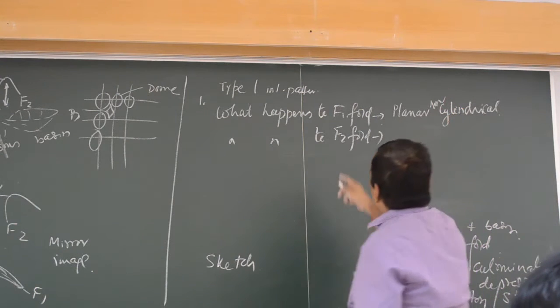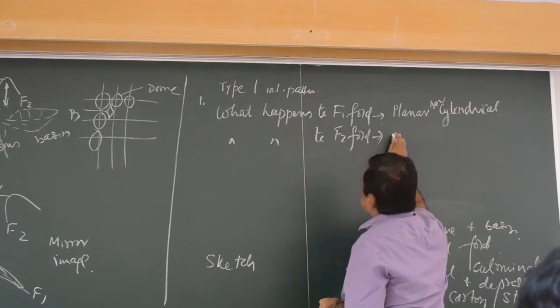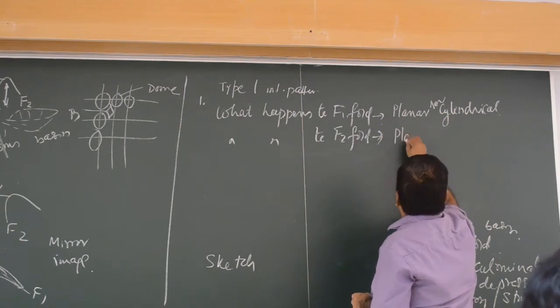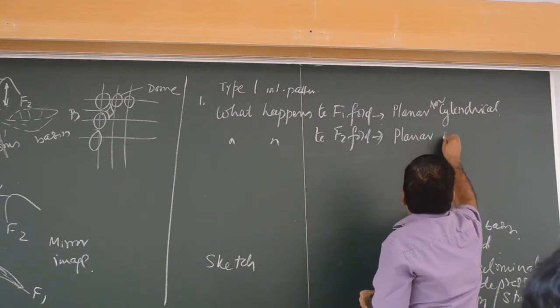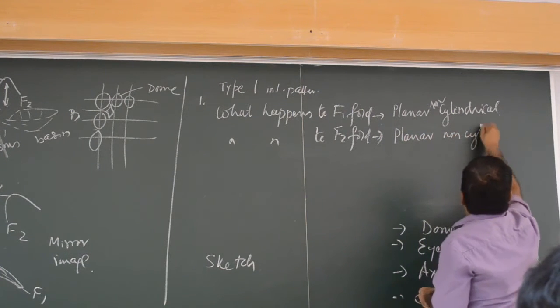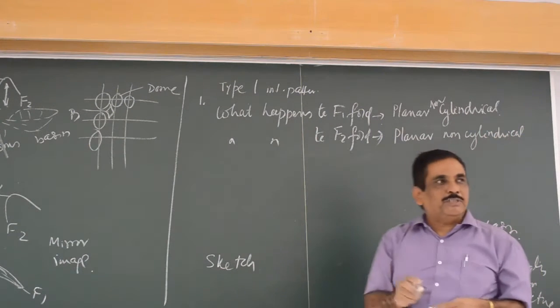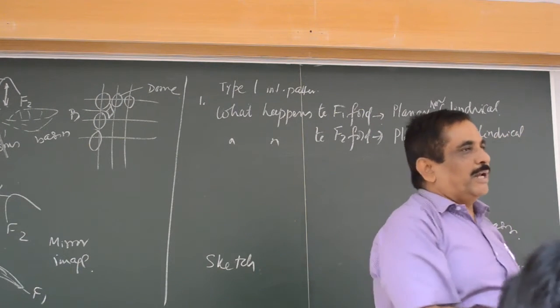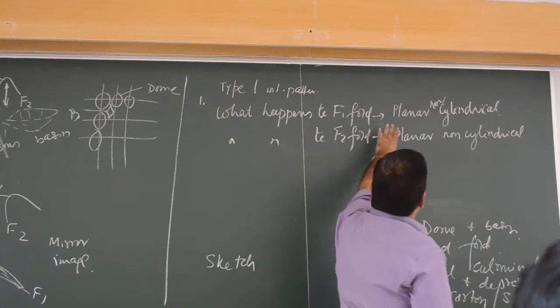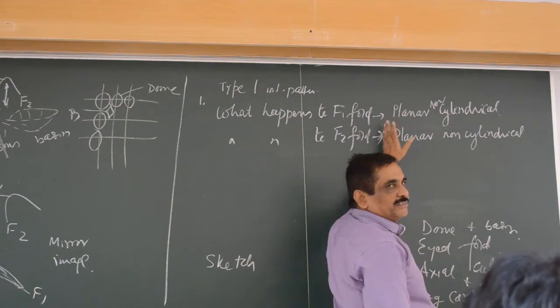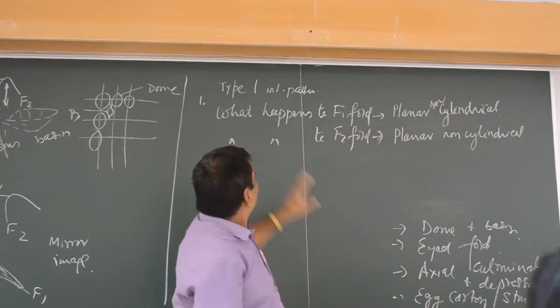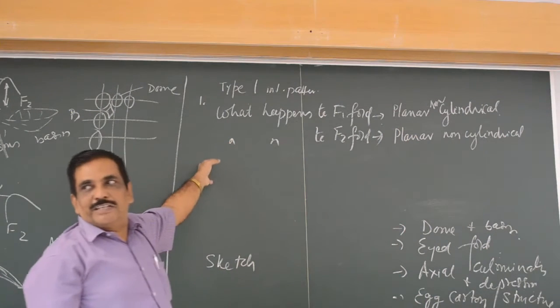Understood? What about the F2 fold? Is it planar? Yes, the axial plane remains straight, planar, and non-cylindrical. You understood the meaning of these things? Non-cylindrical means where the axis is curved. Planar or non-planar refers to the axial plane. If it is curved, non-planar; if it is straight, planar. So this is the result of the type 1 interference pattern.